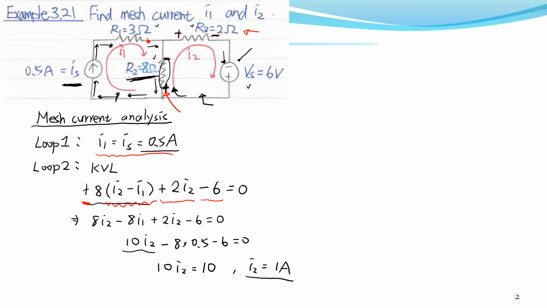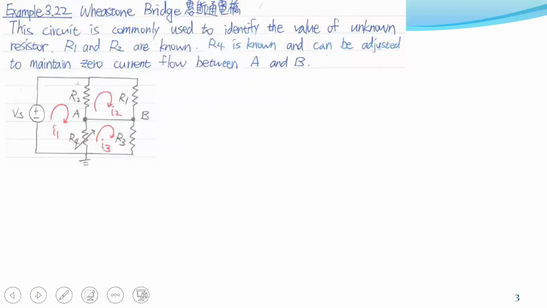Okay, so hopefully you can understand. Okay, and then we look at this second example, Wheatstone Bridge. And Wheatstone Bridge is a circuit which is commonly used to identify the value of unknown resistor.